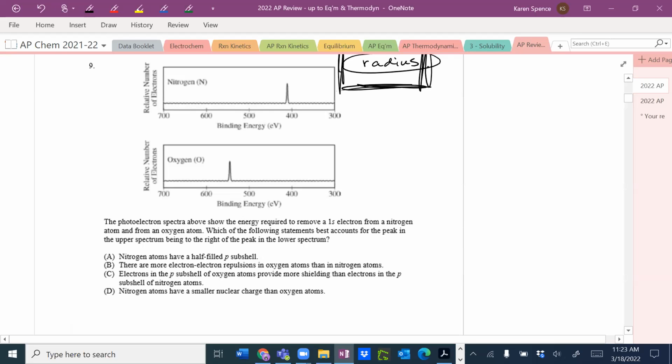Good, good, good. The photoelectron spectra, a 1s electron from nitrogen. Okay, so we're removing a 1s from nitrogen and from oxygen. Which of the following best accounts for the peak in the upper spectrum being to the right of the peak in the lower spectrum? So we want to know why this one is further to the right. Now, what does it mean to be further to the right?